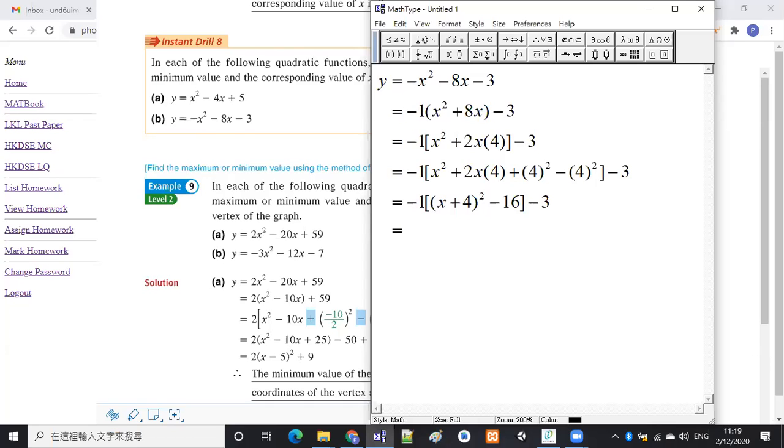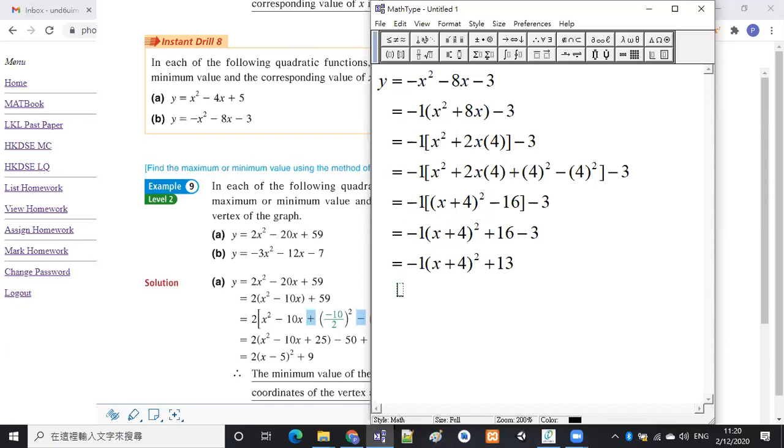And then we will multiply the negative 1 back to the square bracket. So negative 1 times x plus 4 squared. And then negative 1 times negative 16 becomes plus 16. And then minus 3. And finally, it is negative 1 times x plus 4 squared plus 16 minus 3 becomes plus 13. Okay, so that is the method of completing square is complete.